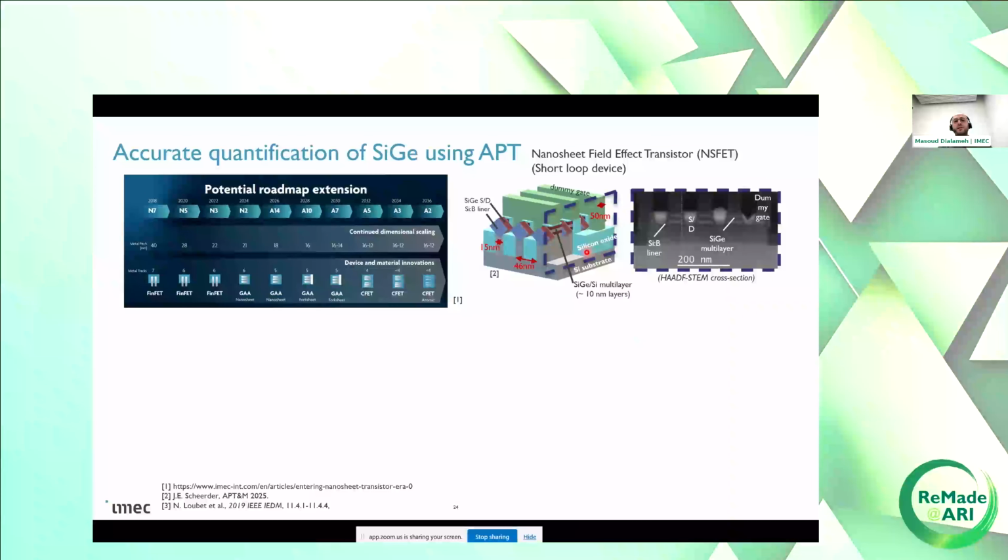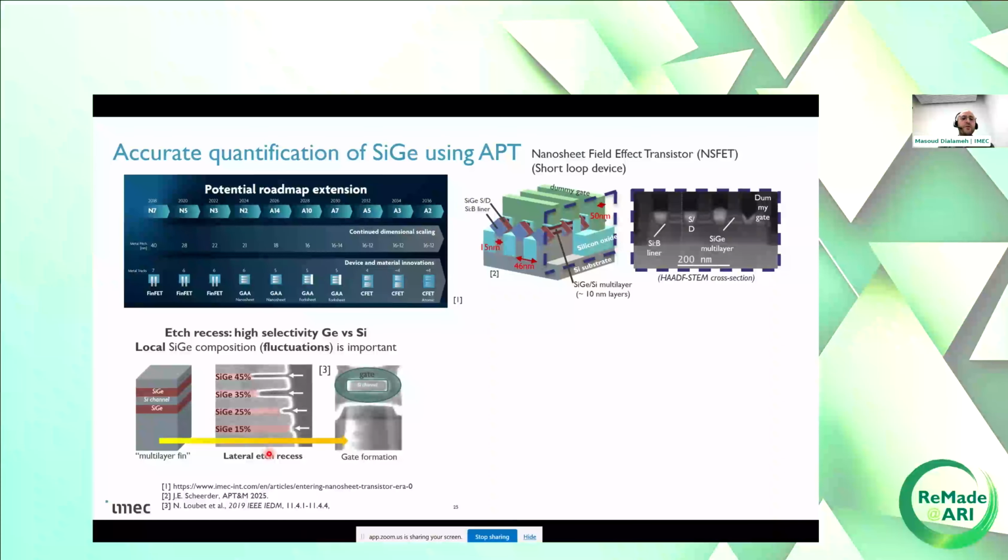What you see here is the schematic representation of a nanosheet field effect transistor. Here we have multi-layers of silicon germanium. At the end, the silicon germanium layers will be etched away, and then we remain with the silicon channel. But what is important is that during the fabrication of such a device, there is a high etch selectivity between silicon versus germanium. So depending on the concentration of germanium in the silicon germanium layer, the etch rate might vary. So this etch recess problem is very important, and we need to know the local silicon germanium composition and its fluctuation.